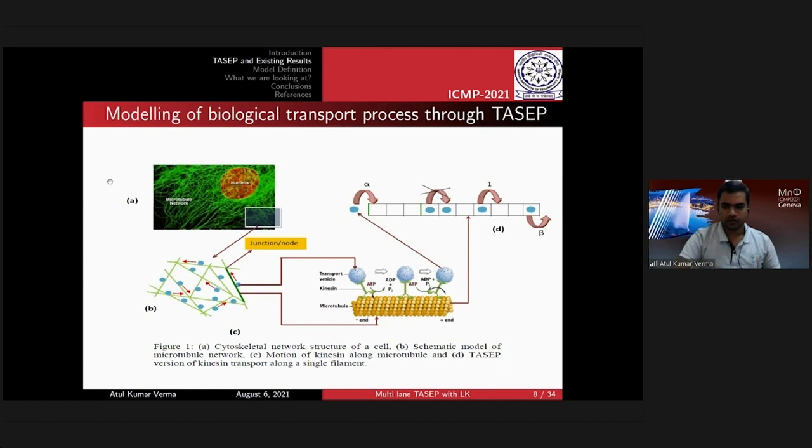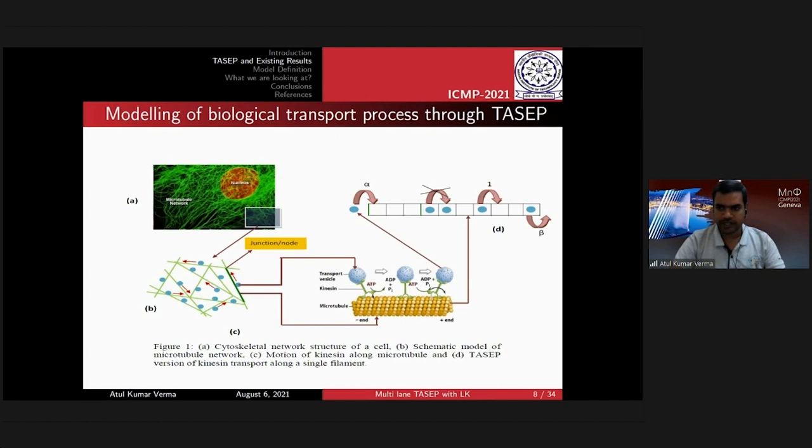So this is a typical biological cell, a eukaryotic cell. There is a nucleus and this portion, which is made up of many microtubules. If we zoom in on this part a little, and again take one particular path, this is known as a microtubule. All the particles moving here are kinesins. They move from here to here, carrying information from one place to another for the proper functioning of this biological cell.